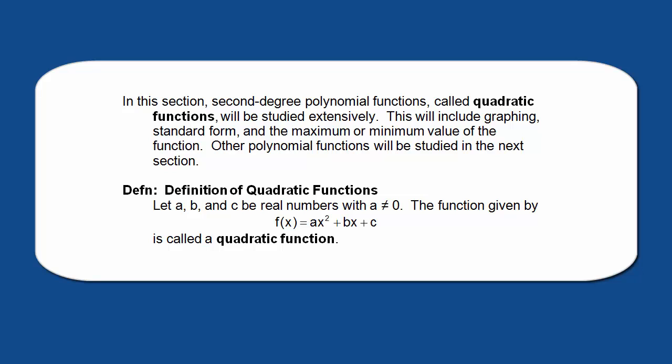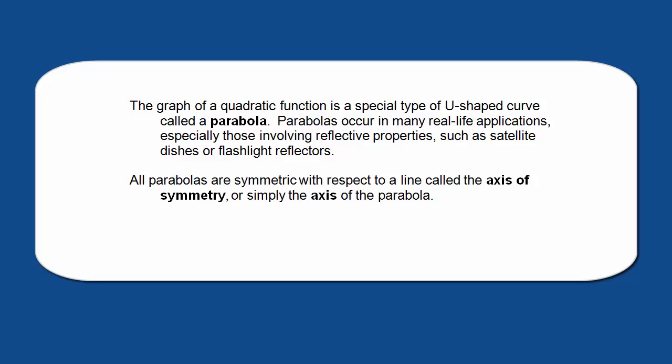Now in this section in particular, we're going to study second degree polynomials called quadratic functions. Notice the definition of a quadratic function. Let a, b, and c be real numbers with a not equal to 0. F of x then will equal ax squared plus bx plus c. This will be a quadratic. We will look at its graph, which is a U-shaped curve and used extensively. They're all symmetric with respect to a line called the axis of symmetry, or simply the axis of the parabola. Notice all of the applications.